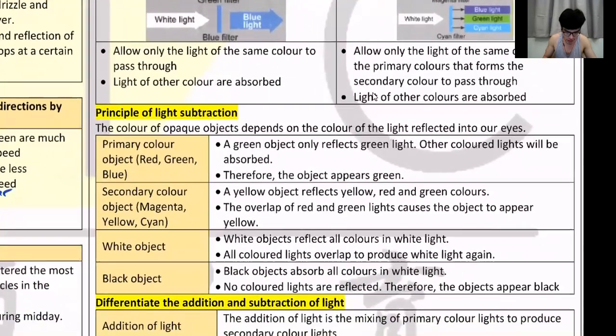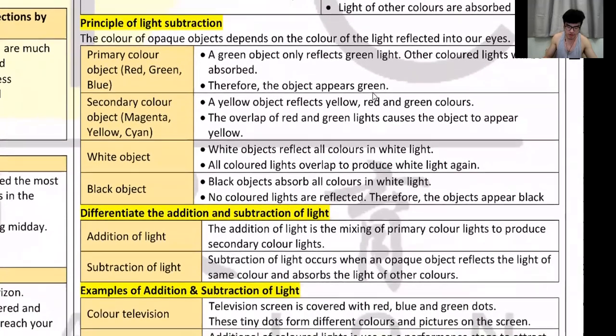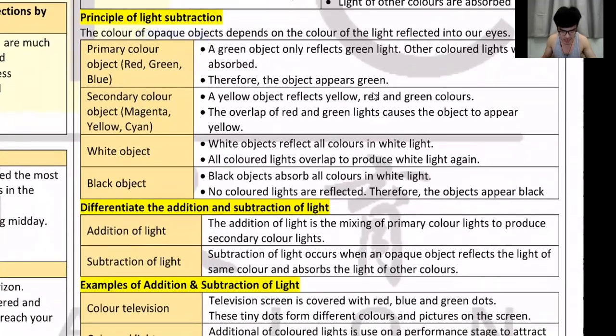All right, so light subtraction is about your color. You see something. What do I mean? What is this color? This is black, right? Why do you see my hair black? Because black will absorb all color. They will not reflect any color. When you don't see any reflection, there's no light. No light means black. Black means no light.